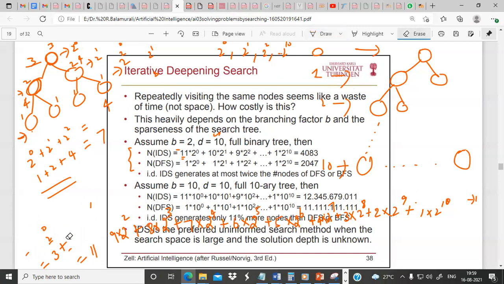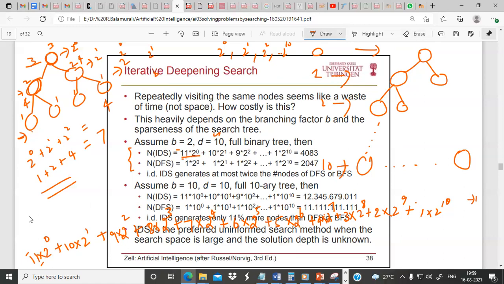So let me write that. At the next level, how many nodes? So we came up to 2 to the power 2. At the next level, we have 2 to the power 1 nodes. And this will be explored how many times? 10 times. At the next level, that is root level, we have 2 to the power 0 nodes, and that will be explored for 11 times. So that is how we got this value.